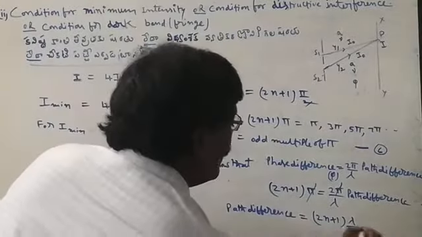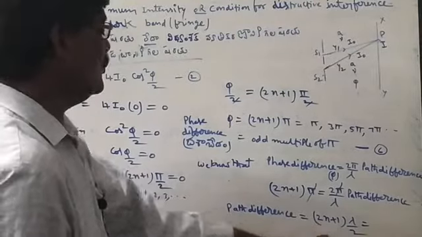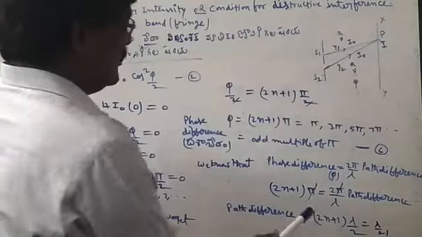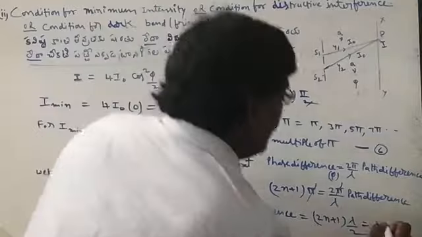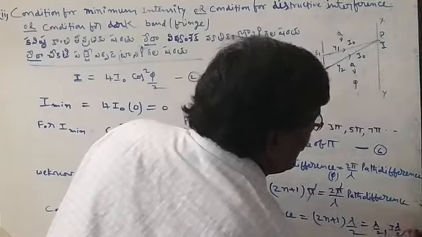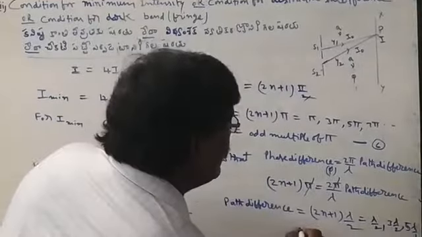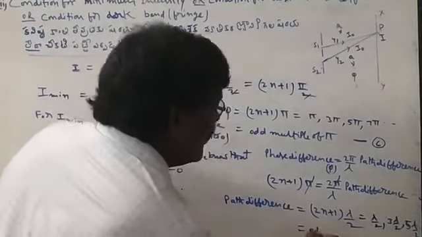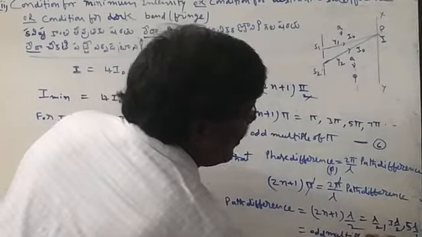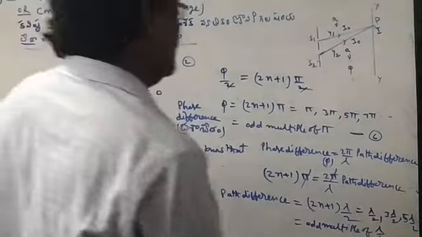Substitute n is equal to 0, that means lambda by 2. Substitute n is equal to 1, 3 lambda by 2. Then 5 lambda by 2 and so on. That equals odd multiple of lambda by 2. This is equation number 7.